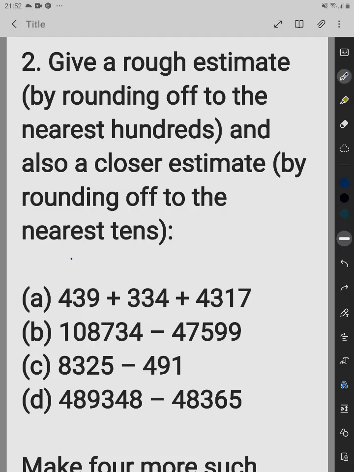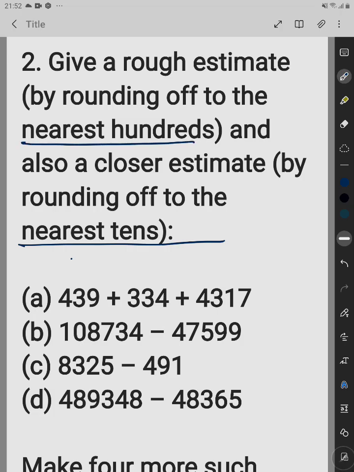Welcome again. Now we will solve question number 2. What is question number 2? It is of class 6 math, exercise number 1.3. The question is: give a rough estimate by rounding up to the nearest 100.